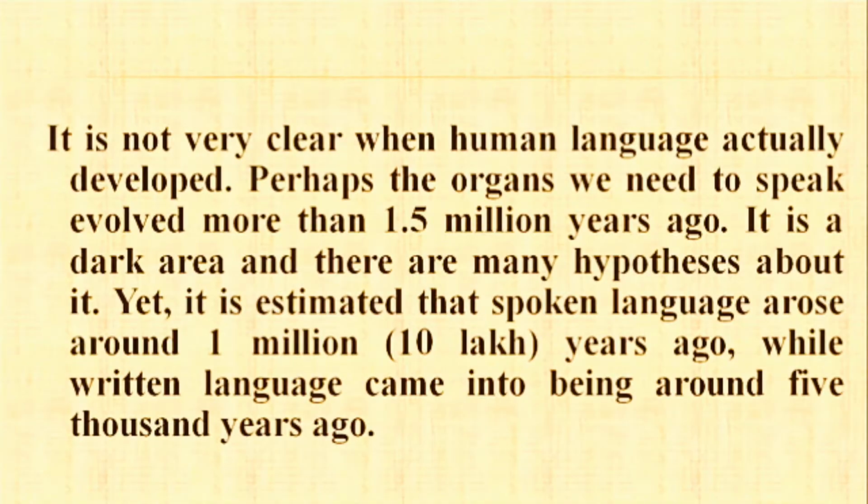It is not very clear when human language actually developed. Perhaps the organs we need to speak evolved more than 1.5 million years ago. It is a dark area and there are many hypotheses about it. Yet, it is estimated that spoken language arose around 1 million or 10 lakh years ago, while written language came into being around 5,000 years ago.